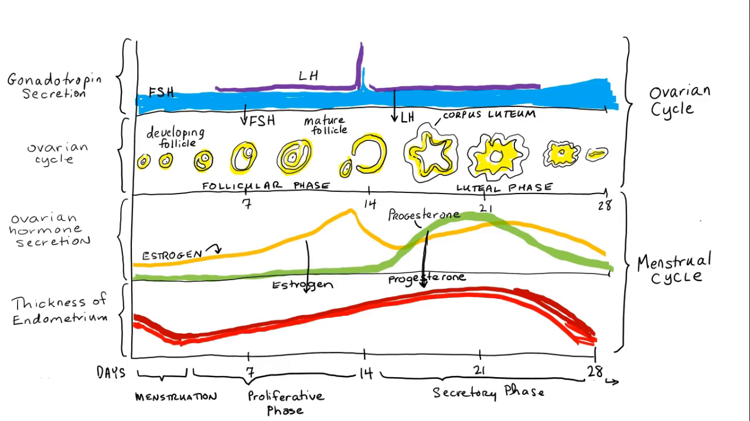Okay, so this is a graph of the female menstrual cycle, and it goes for 28 days. And just write female menstrual cycle here, and realize that this is sort of 4 graphs in one. The top graph is gonadotropin secretion, which refers to the secretion of hormones from the anterior pituitary in the brain.